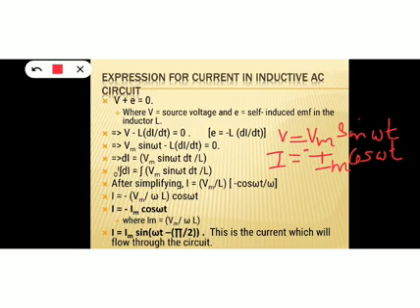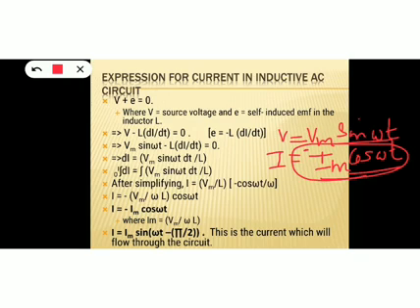Just compare both the expressions. Here the trigonometric function is sine, here the trigonometric function is cos. So will you be able to compare between these two quantities? No, it's not possible. So you need to convert this expression in terms of sine. You need to express the inductive AC current in terms of sin omega t.